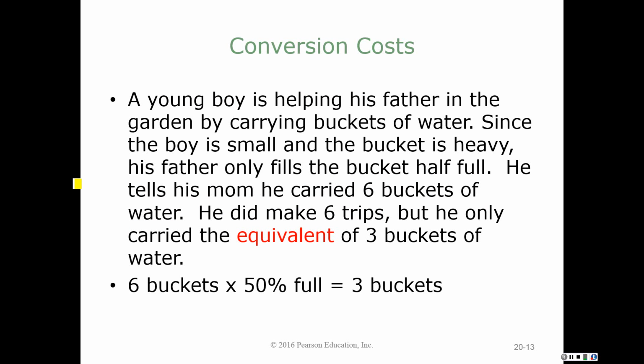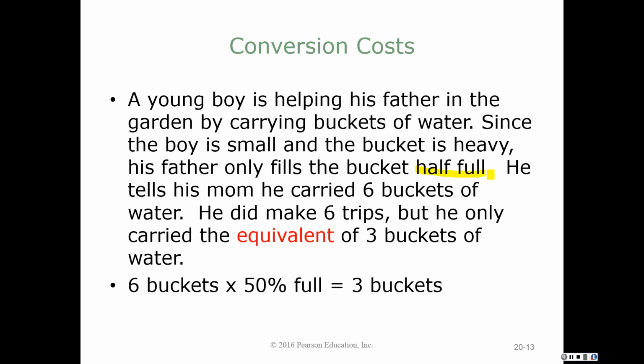So I think your book gives us the very best and the most simplistic example of conversion cost and how these conversion costs turn into equivalent units of production. Your book uses this example. A young boy is helping his father in the garden, and he is carrying buckets of water. But he is small, the bucket is heavy. So his father only fills the bucket half full. We get the picture here. So we're just simplifying this manufacturing process to a young child helping his father in the garden.